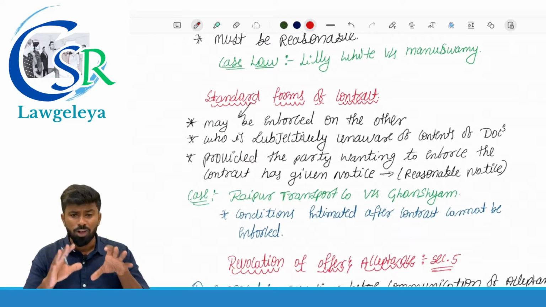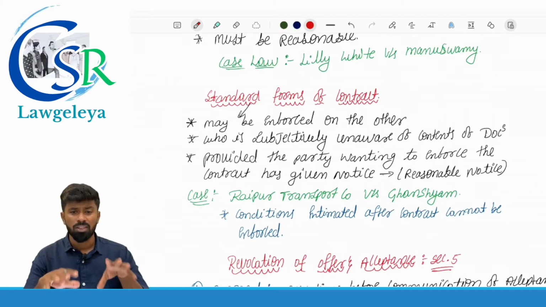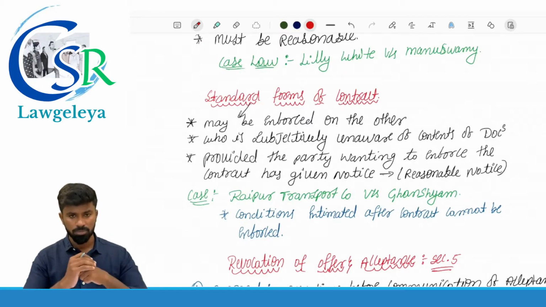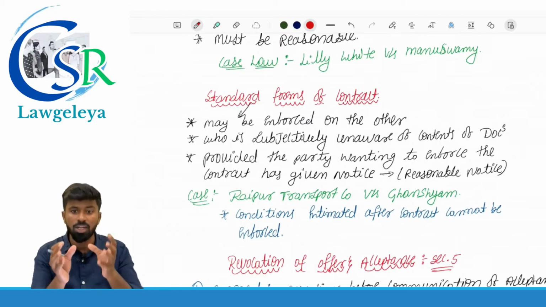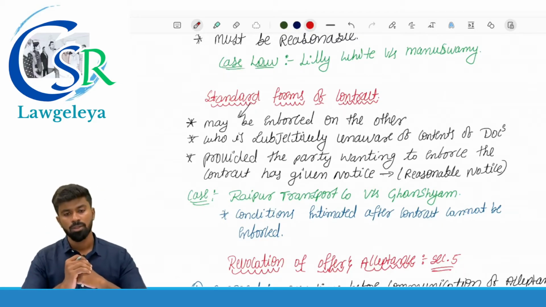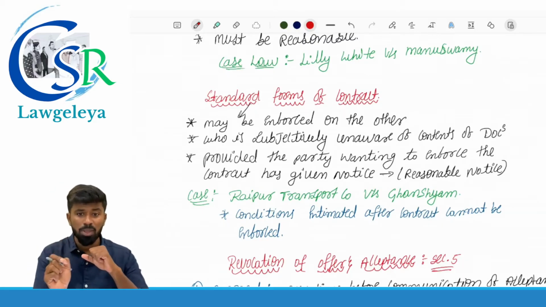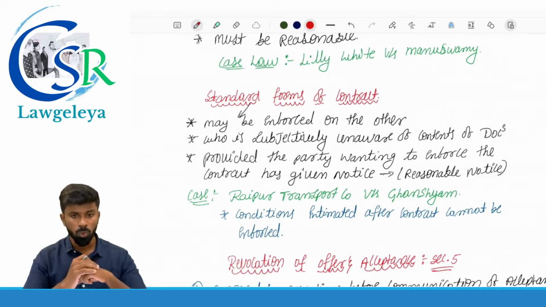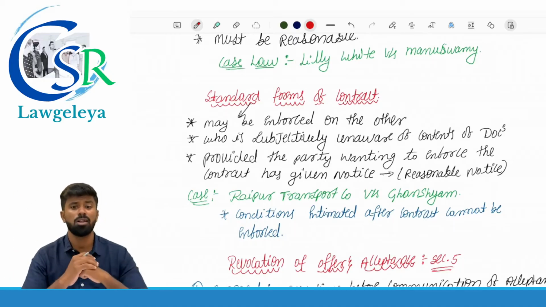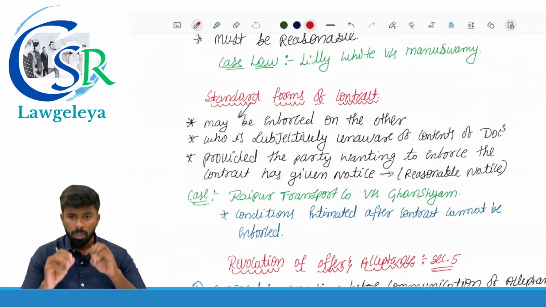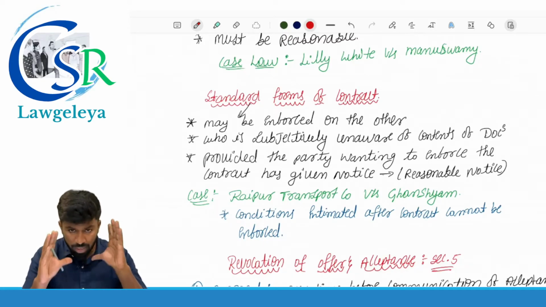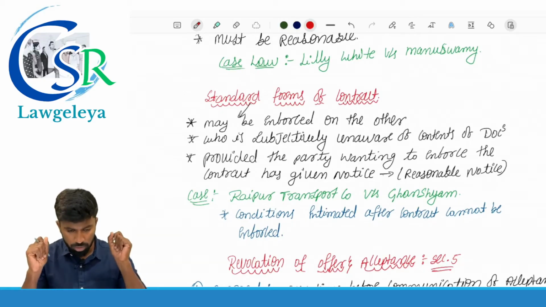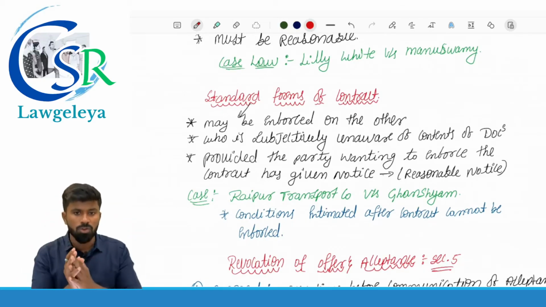See, standard forms of contract are the contracts where the terms and conditions remain the same. And the standard forms of contract will contain what? Special conditions. So the special condition may be enforced on the other party who is subjectively unaware about the contents of the document, provided the party wanting to enforce the contract has given what notice? A reasonable notice. Important in a standard forms of contract.